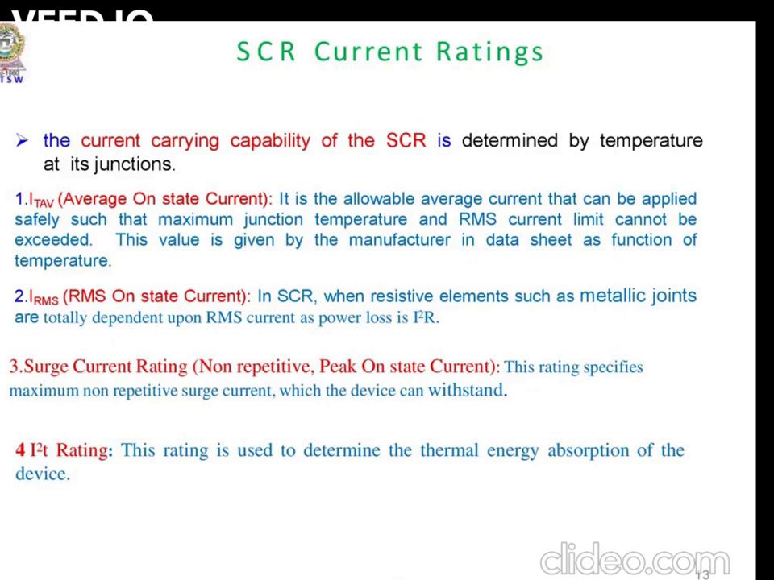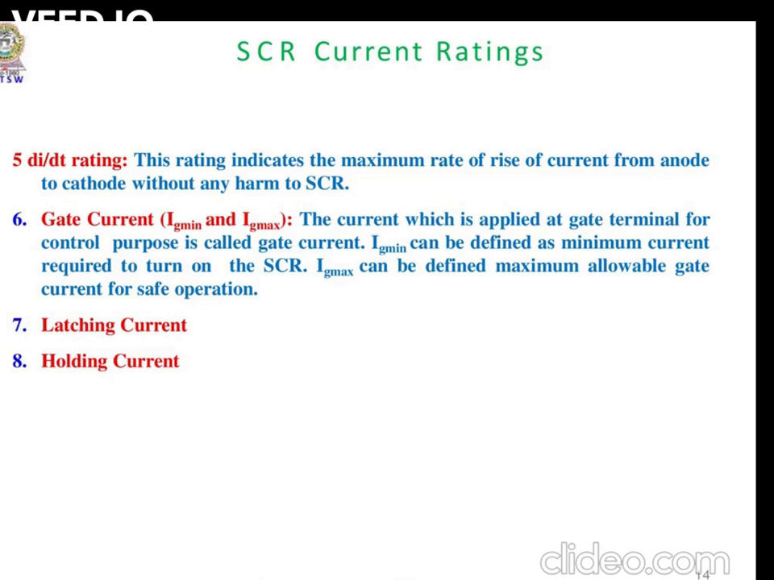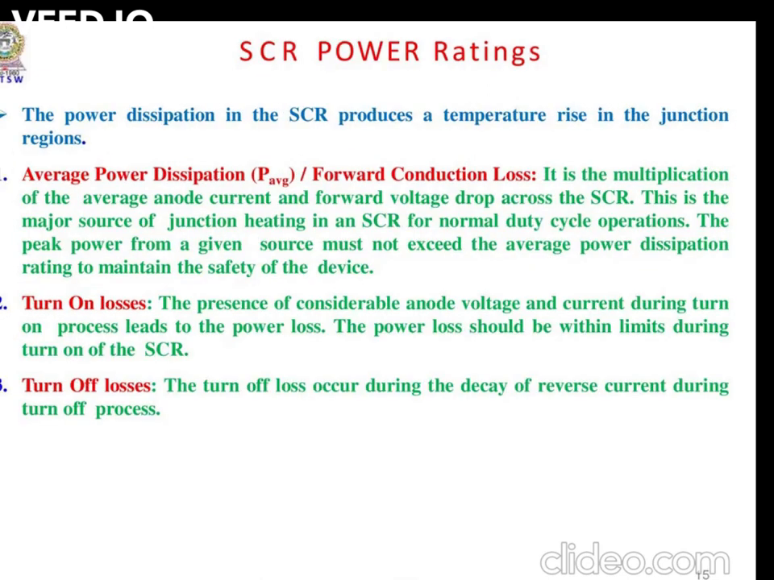The current capability of SCR is determined by the temperature at its junctions J1, J2, J3. First, ITAV is the average on-state current, IRMS is the RMS on-state current, and the surge current rating is the non-repetitive peak on-state current. The di/dt rating indicates the maximum rate of rise of anode to cathode current without damage to the SCR. Gate current lies between a minimum and a maximum value. Latching current is the minimum anode to cathode current to turn on the SCR. Holding current is the current required to keep the SCR in conduction after turning it on. So IL is greater than IH.